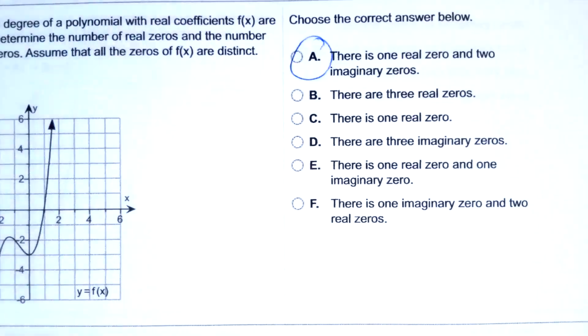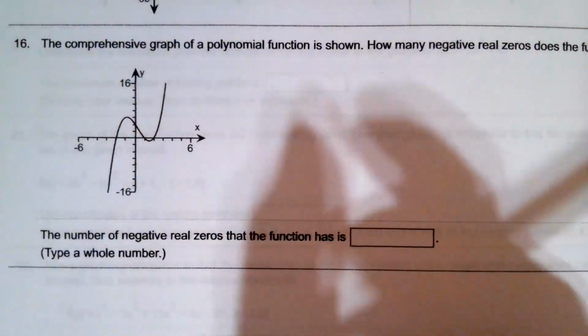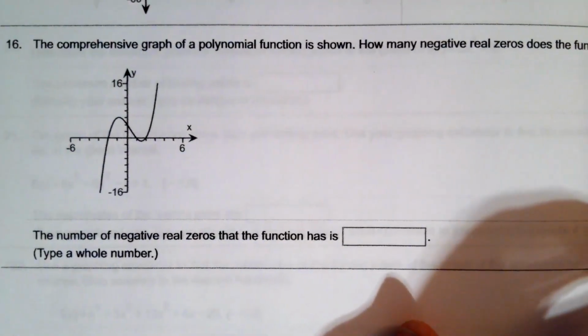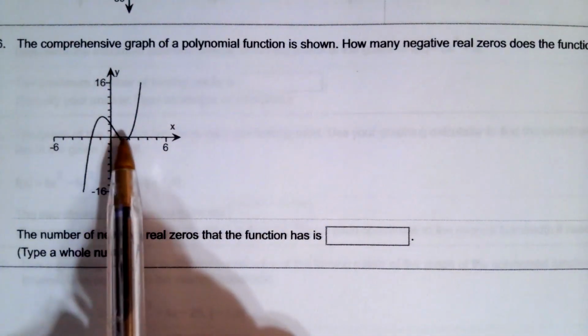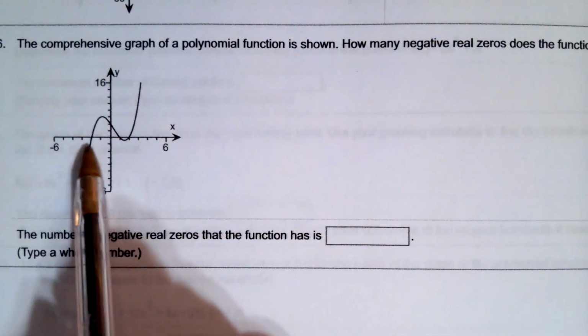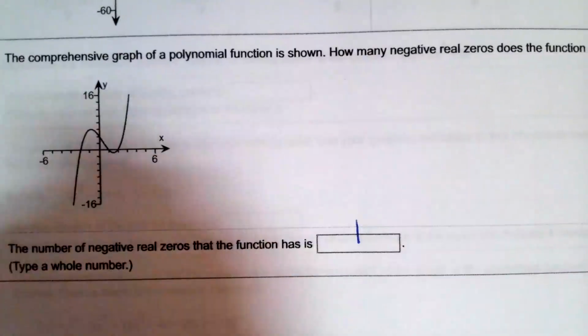The next one we're going to do is 16. It says here's a polynomial function. How many negative real zeros does it have? Well, it has 1, 2, 3 zeros. One of them is negative, so it only has 1.